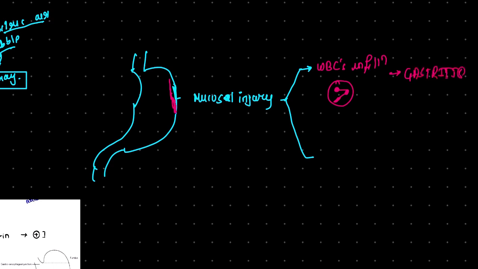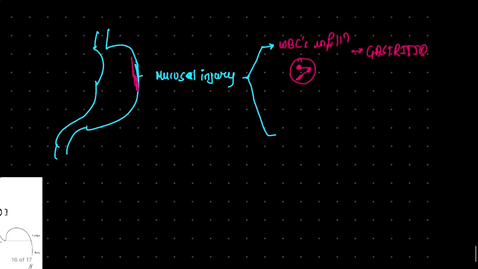But there will be another condition in which there is no WBC infiltration, but there will be the presence of regenerative cells. There will be no WBC infiltration, but there will be regenerative cells.